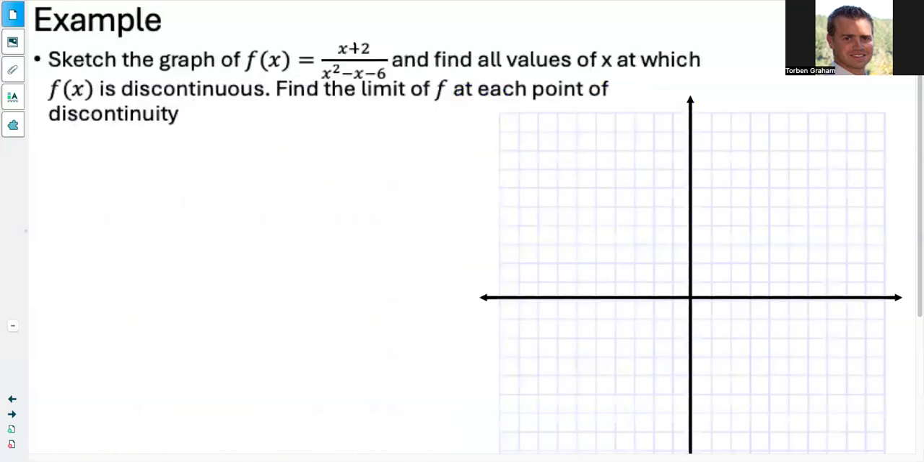Okay, next we're looking at sketching a graph, and then we're going to find all values of x at which f of x is discontinuous and find the limit of each at their points of discontinuity. So we've got f of x equals x plus 2 over x squared minus x minus 6.